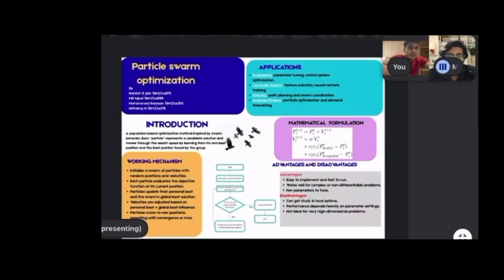And conclusion, PSO is powerful because it uses collective learning inspired by nature, and it is simple to implement but effective for complex real world problems. It doesn't require gradient information, making it flexible for many domains.